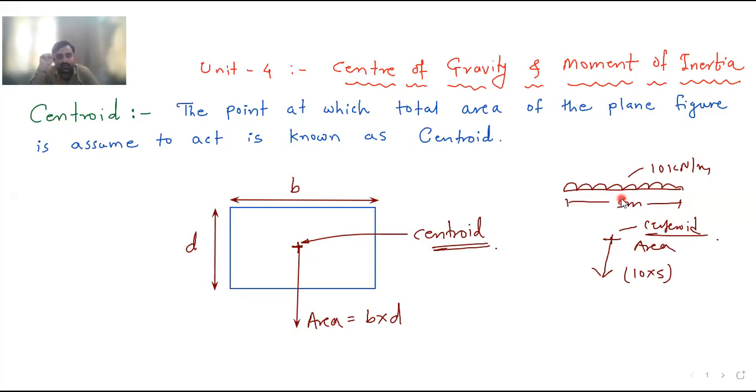समजलंय का काय सांगितलंय ते? सेंट्रॉइड म्हणजे काय आणि सेंटर ऑफ ग्रॅव्हिटी म्हणजे काय? किती जण आहेत लेक्चर अटेंड करायला गेले? 48 students are there in the lecture. सांगा लवकर, बोला काहीतरी. तुम्हाला कळलंय का सेंट्रॉइड काय आणि सेंटर ऑफ ग्रॅव्हिटी काय?